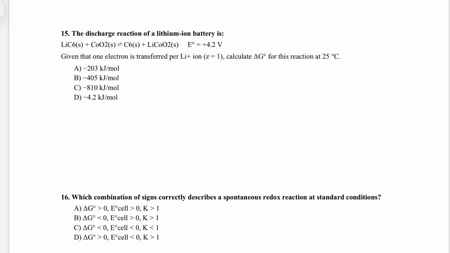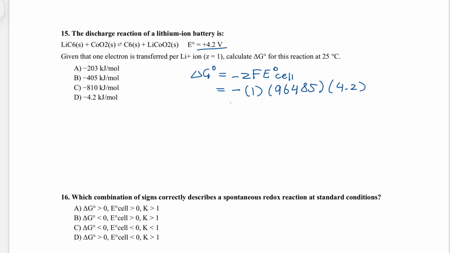Okay, question 15. The discharge reaction of a lithium ion battery is this. Given that one electron is transferred per Li+ ion, calculate delta G for this reaction at 25 degrees Celsius. So once again, we'll use this equation. And you know it because you've memorized it by now, right? And we literally just have to plug it in. So they already told us that Z is 1. We know what the constant is. And then E naught is already given to us. Super simple.